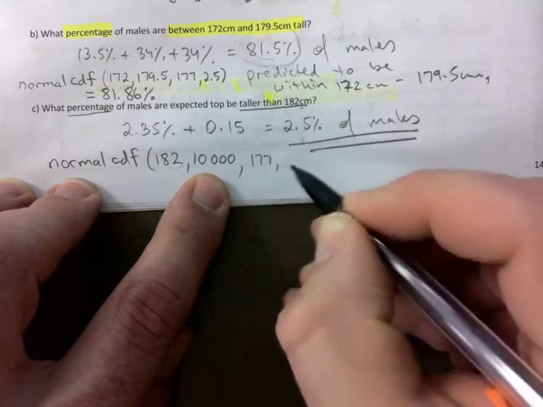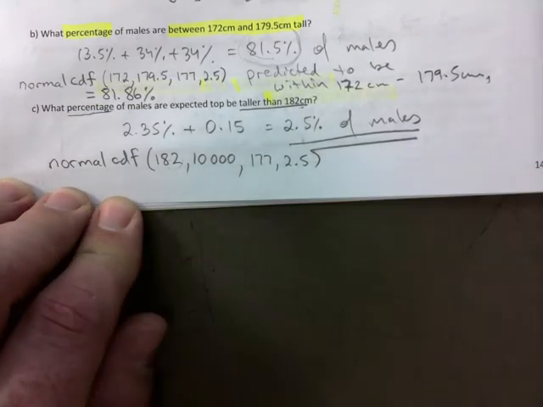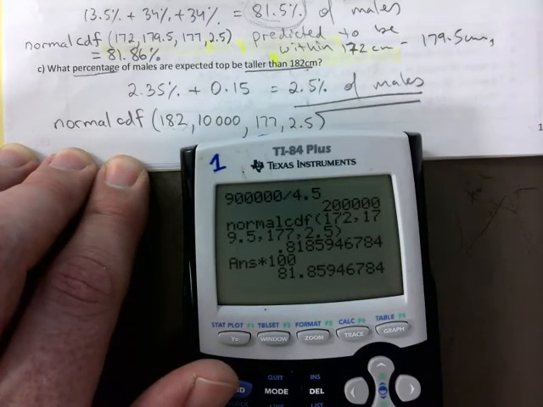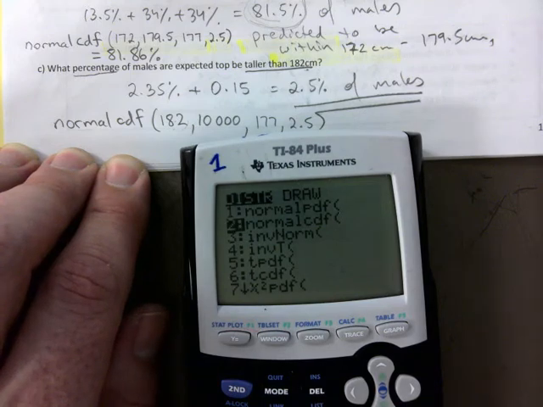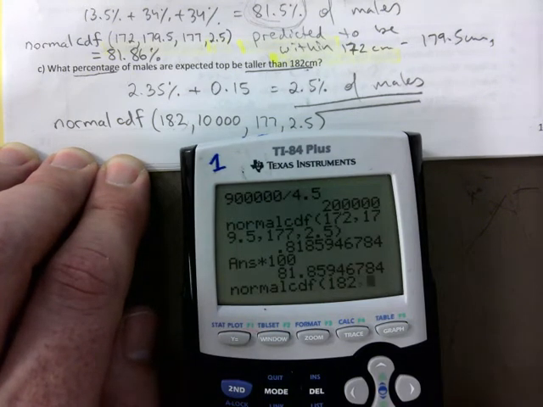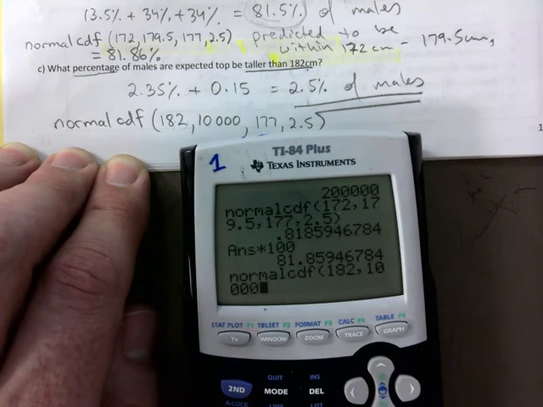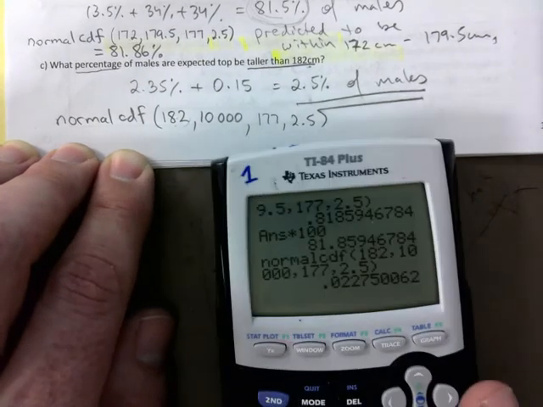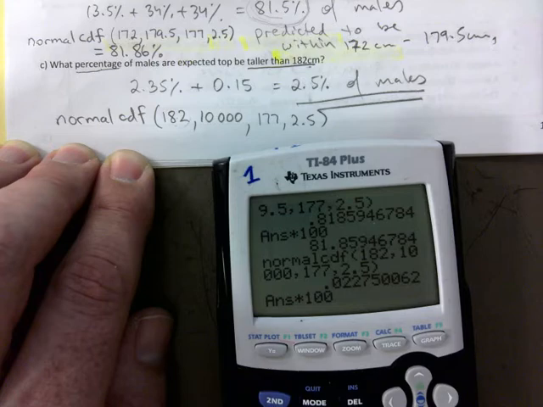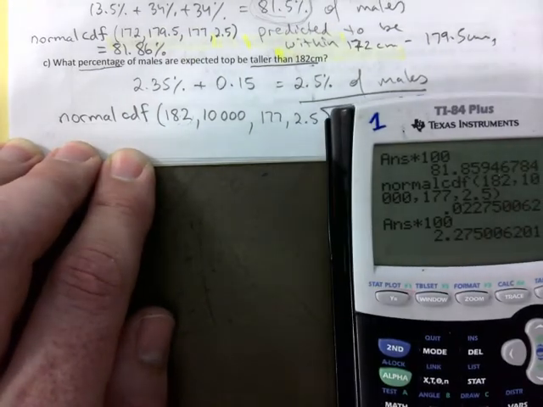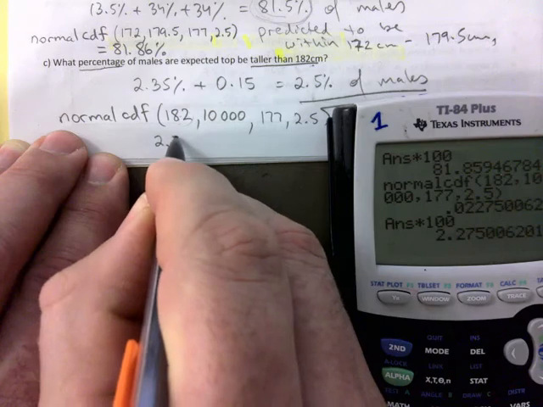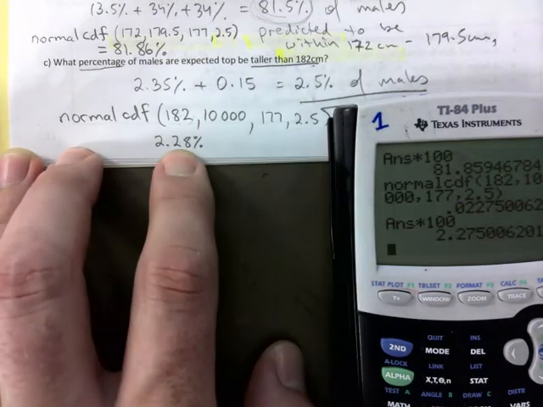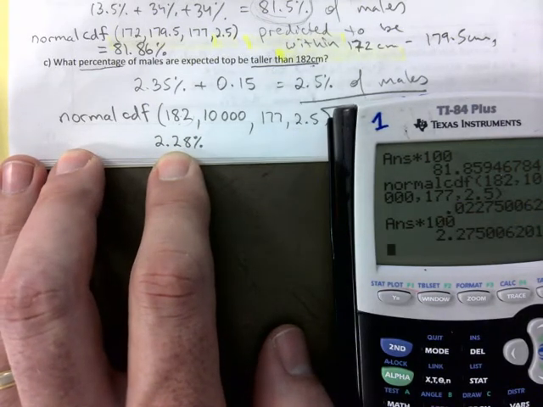And the mean is still that, and standard deviation is 2.5. Plug that in and see what you get. Okay, 182, comma, 10,000, comma, 177, comma, 2.5. And I multiply that by 100. Mr. Dirksen was lying to us this whole time. It's an estimation, okay? And it's not off by that much, so we're not talking significant difference, right?